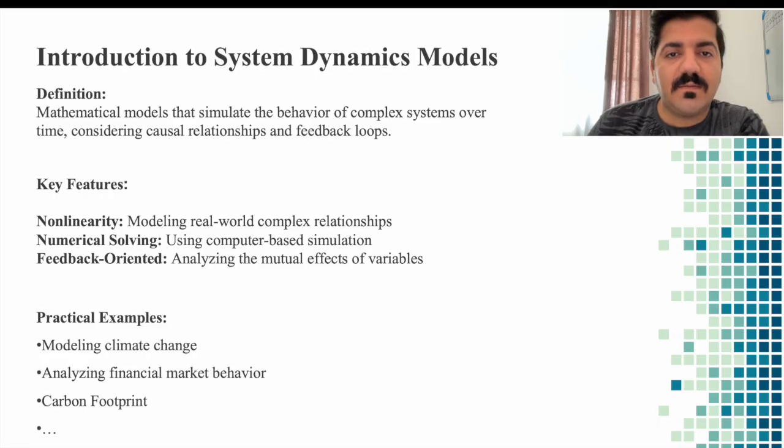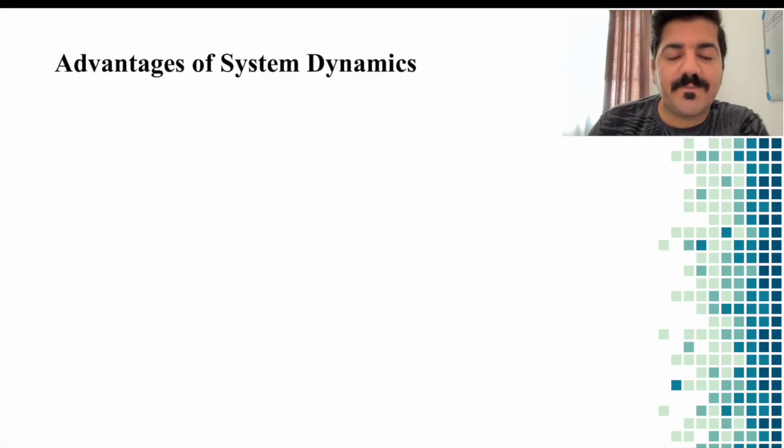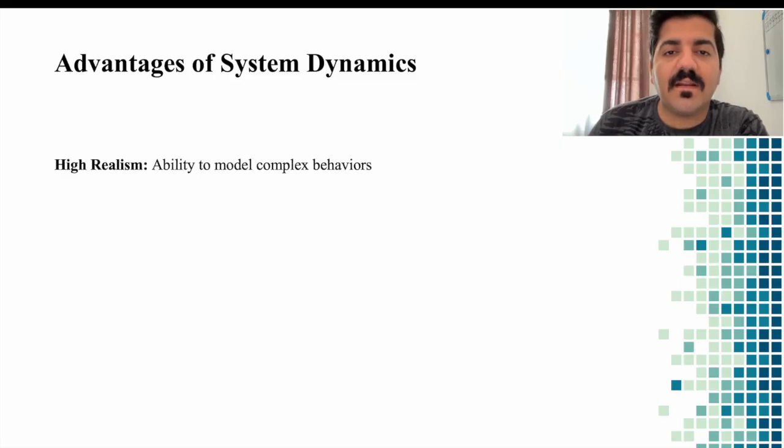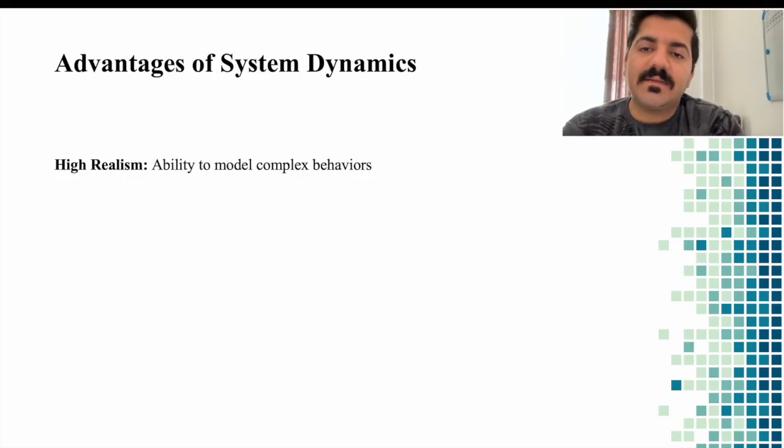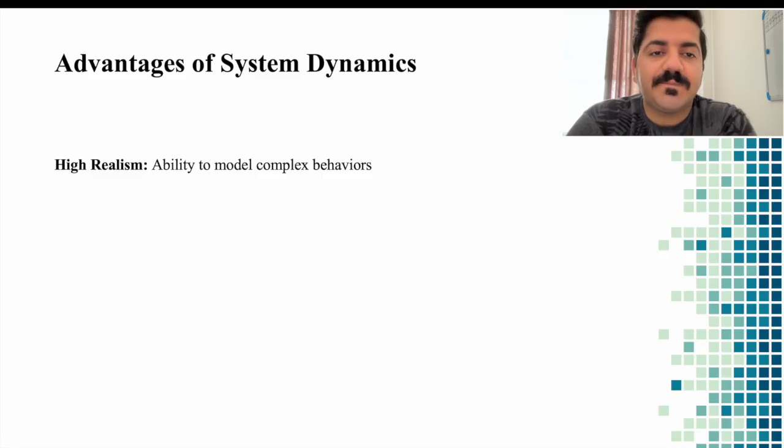Why are system dynamics models game changers? First is high realism. It handles messy real-life connections. For example, it simulates how education funding affects better jobs, and better jobs affect less crime, and at the end less crime affects happier cities.